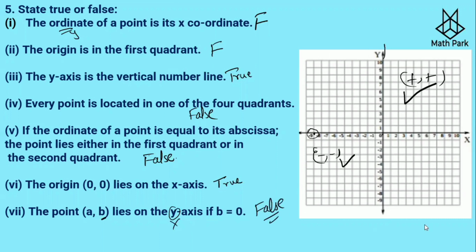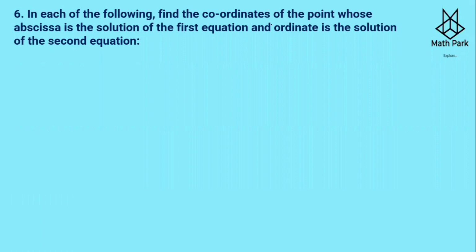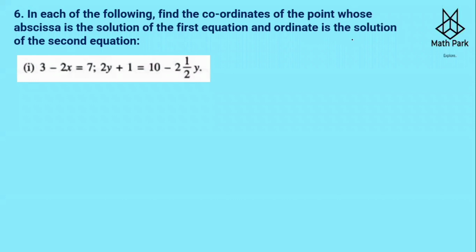Clear? In each of the following, find the coordinates of the point whose abscissa is the solution of the first equation and the ordinate is the solution of the second equation. So the first equation gives the abscissa. Let us solve this equation. You get minus 2x is equal to 7, 3 goes here, minus 3. So you get minus 2x is equal to 4. So x is equal to 4 upon minus 2, which is minus 2.